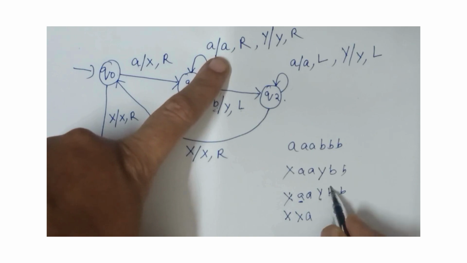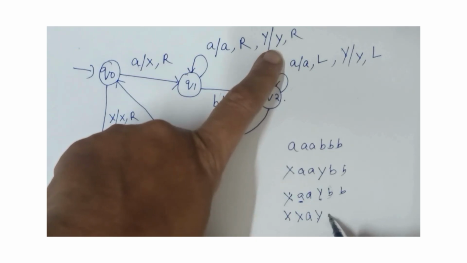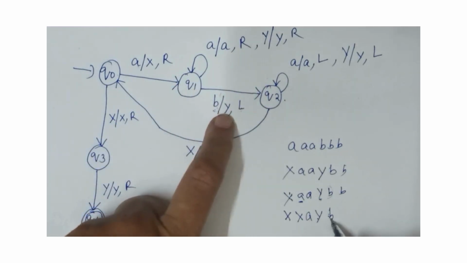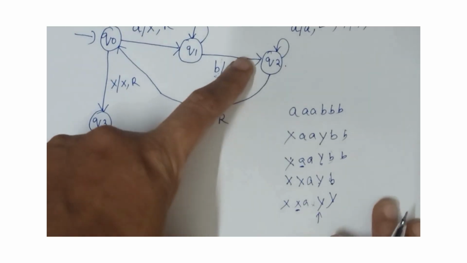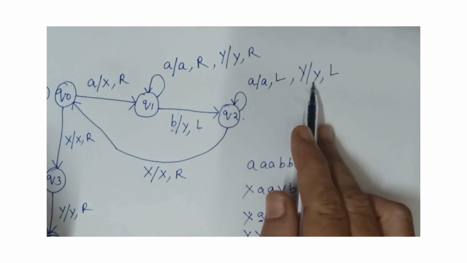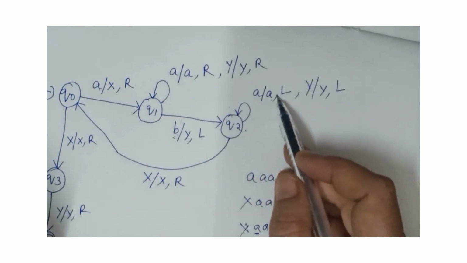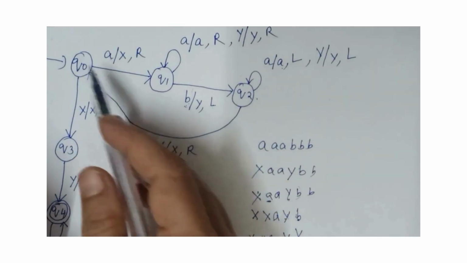Now Y is also there. This should just be read and written, so read Y and write Y, move to right. Next if I get B, replace B with Y and move to left. All A's and all Y's should be read and written until I reach this X. So for that reason, read Y, write Y, move to left. Read A, write A, move to left. Read Y, write Y, move to left. Once I reach X, read X, write X and start from the beginning.